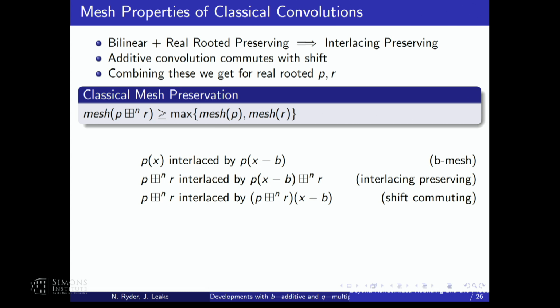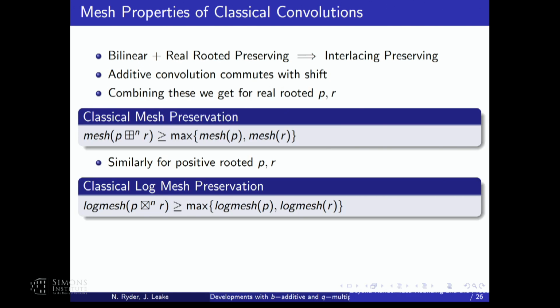There are a lot of other ways to quantify this. There's the entropy conjecture that people are really interested in. There's submodularity stuff. But this is just one way to quantify that. And you get the same thing for the classical log mesh preservation. So nothing I've written here is particularly deep.